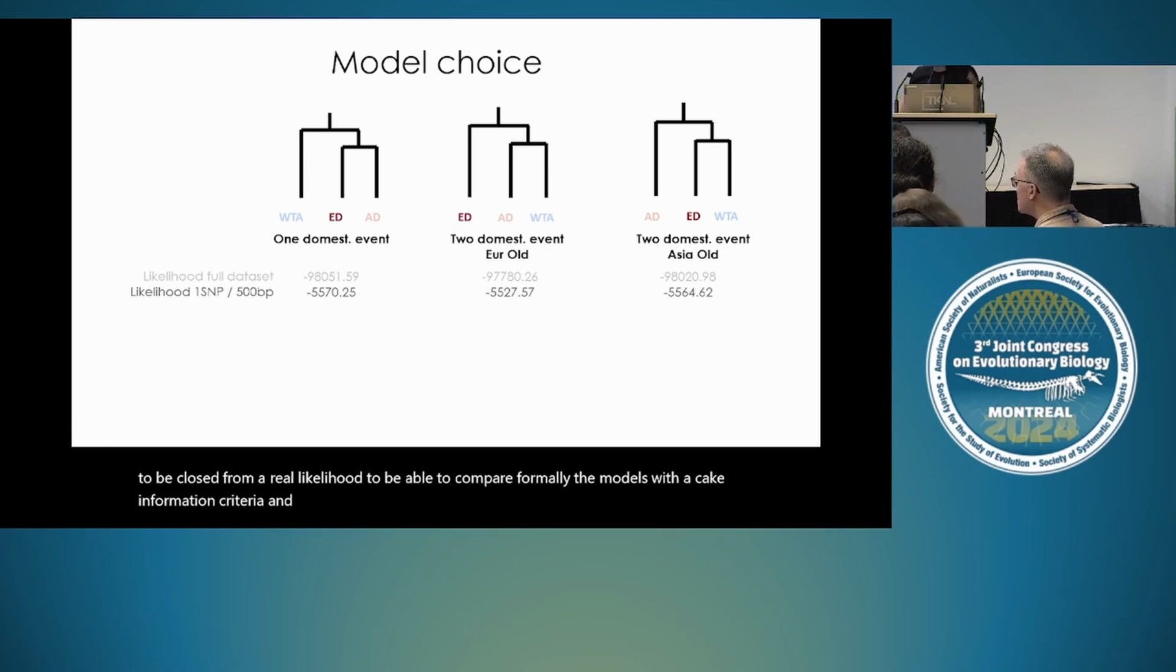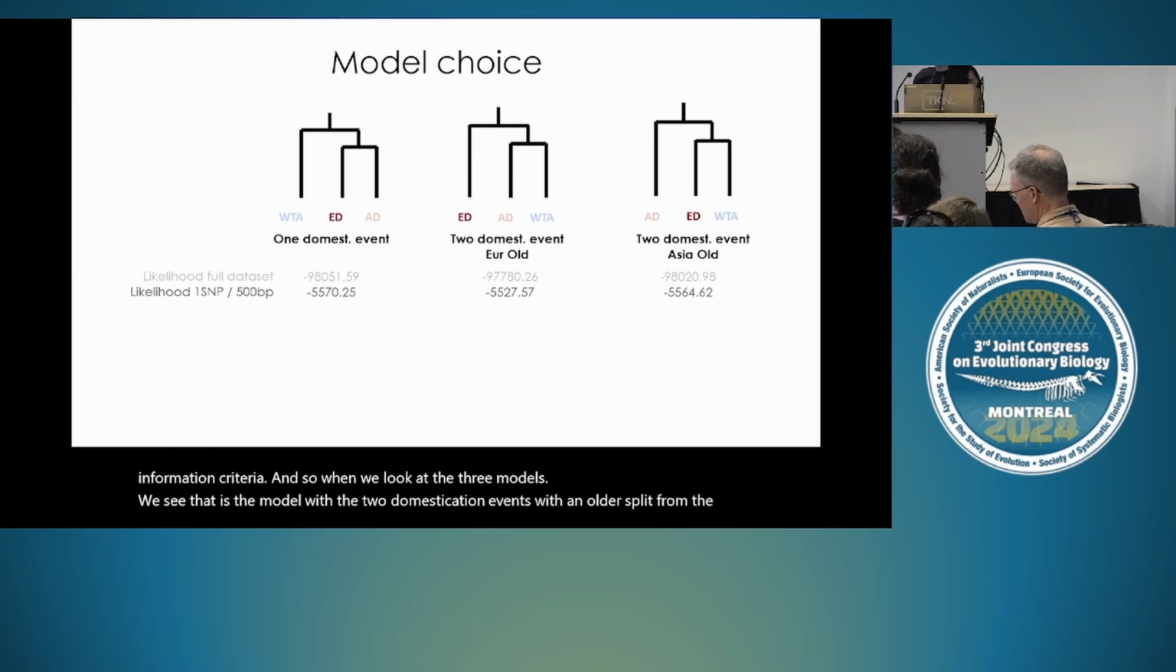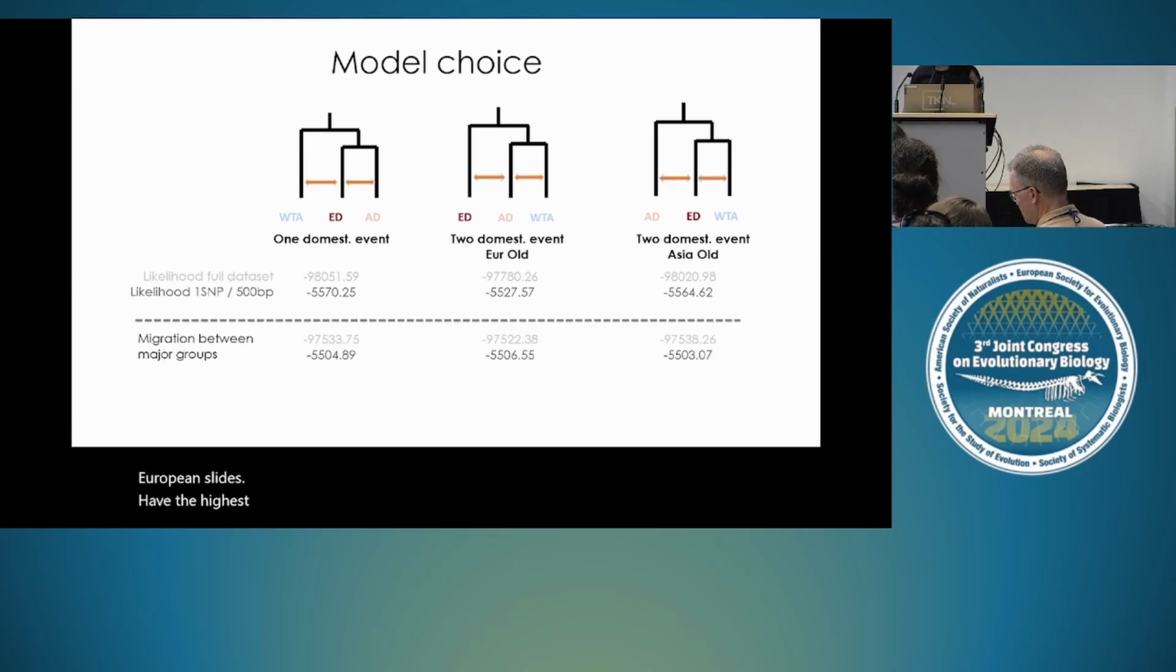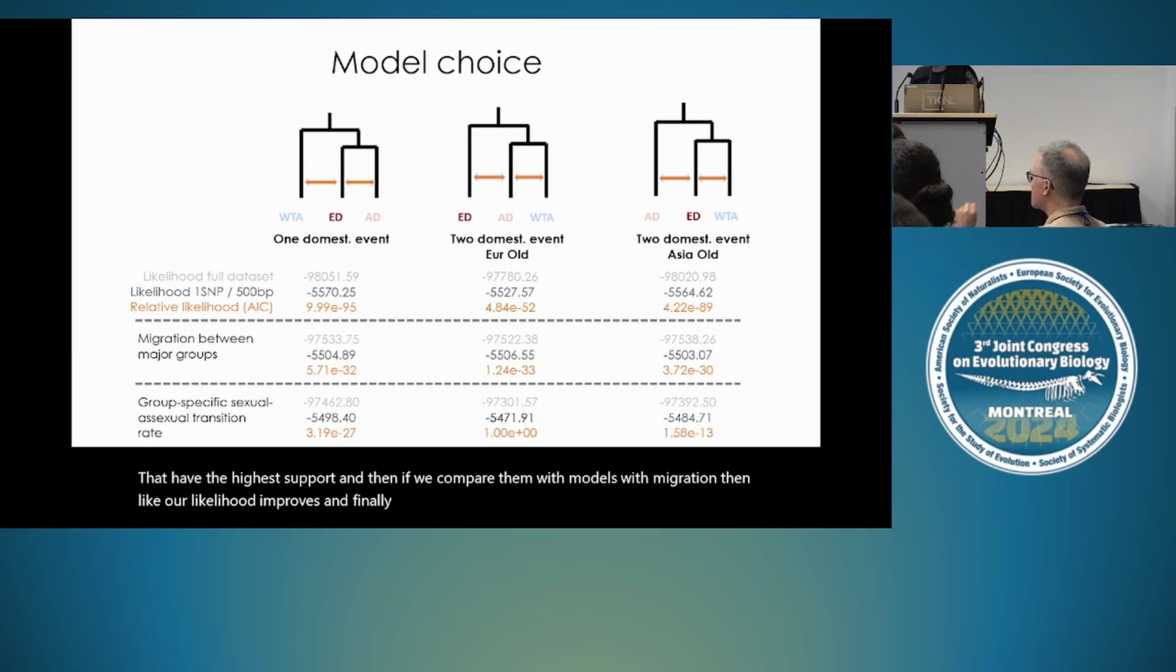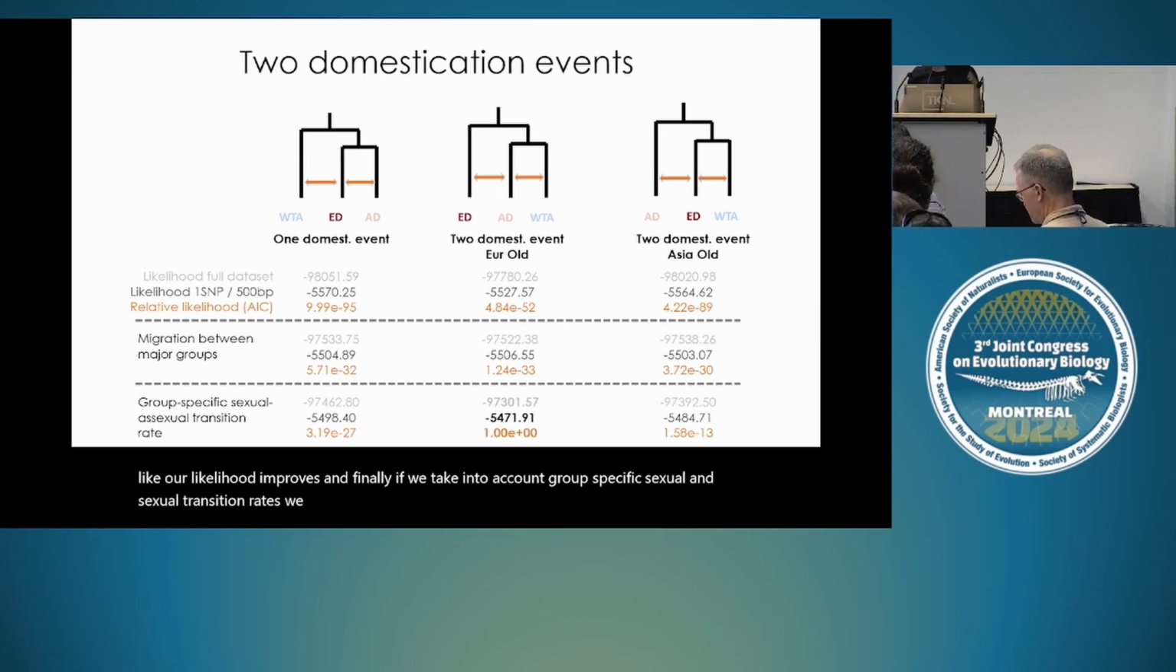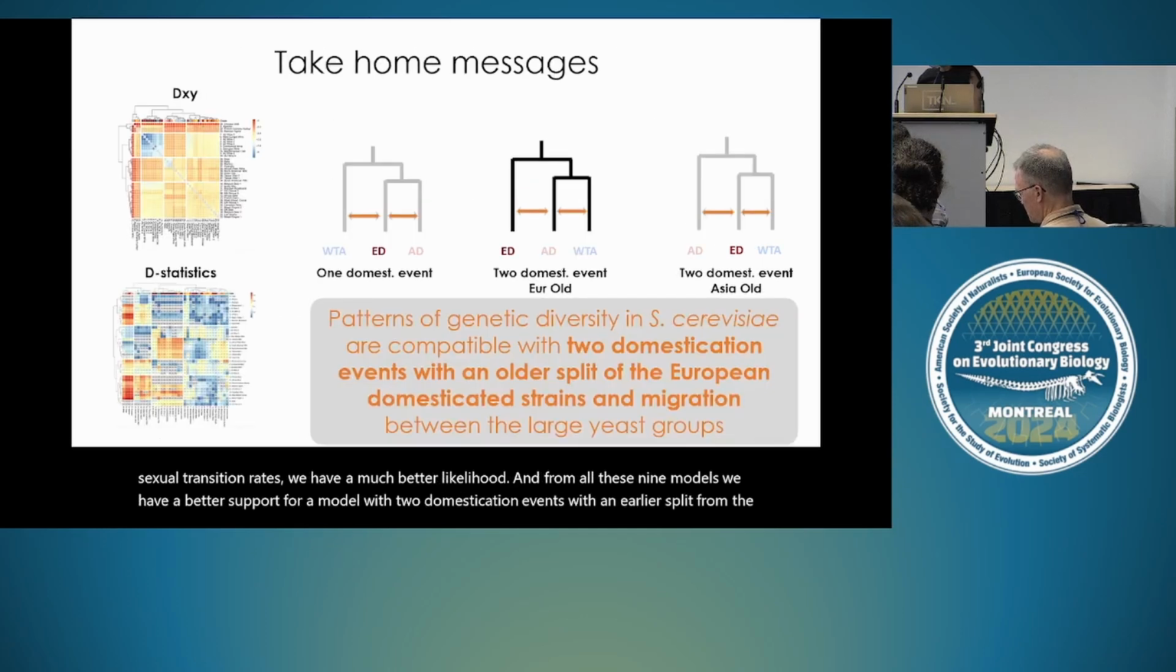And so when we look at the three models, we see that it is the model with the two domestication events with an older split from the European clades that has the highest support. And then if we compare them with models with migration, then our likelihood improves. And finally, if we take into account group-specific sexual and asexual transition rates, we have a much better likelihood. And from all these 9 models, we have better support for a model with two domestication events with an earlier split from the European population. So that's the take-home message I want you to keep.